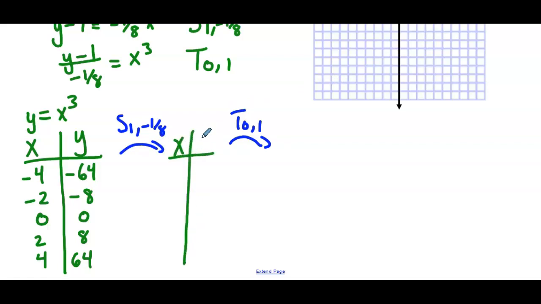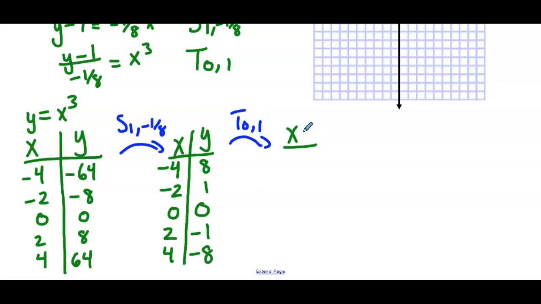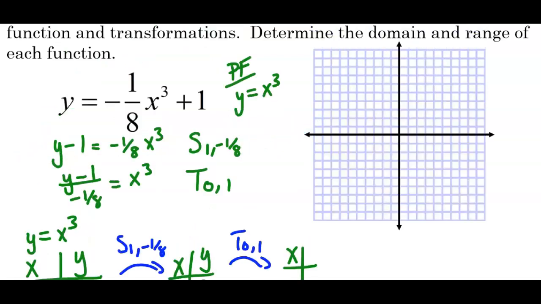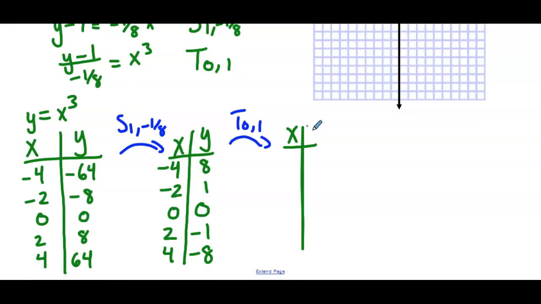So let's scale each of those points. So multiply the x by 1, the y by negative 1/8, so that becomes positive 8. And we have negative 2, positive 1, 0, 0 still. Then we have 2, negative 1, and 4, negative 8. And then we're going to translate all of those points by adding 1 to each y value. So negative 4, 9, negative 2, 2, 0, 1, 2, 0, 4, negative 7.